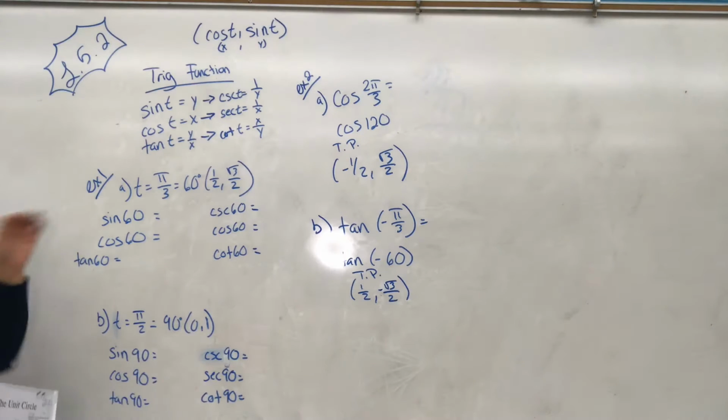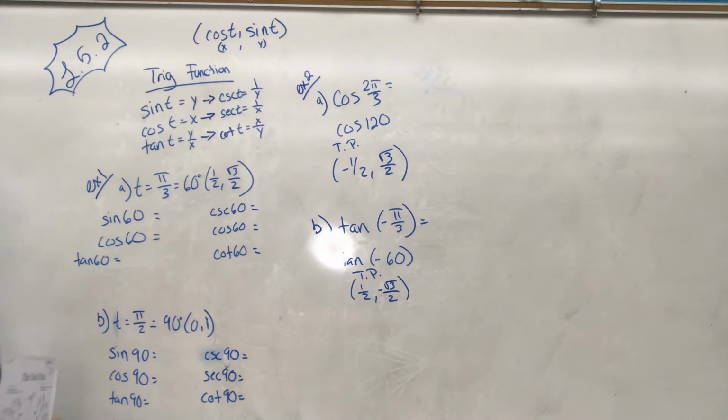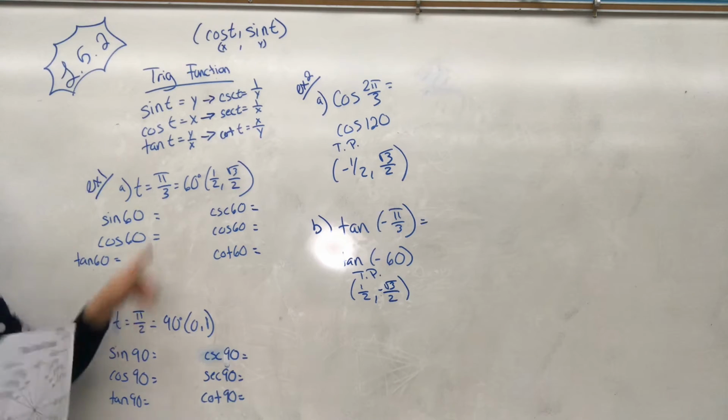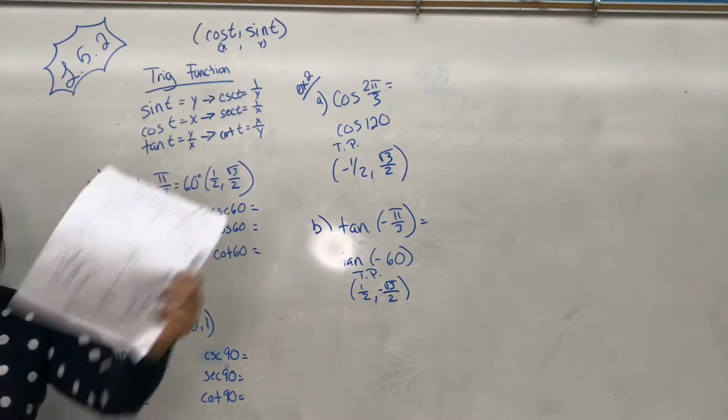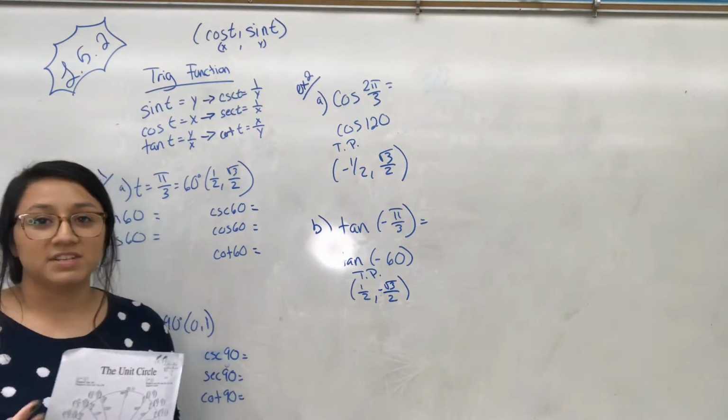For example 1, it asks you to find the 6 trig functions of each given real number t. Again, I don't like the radians. I prefer having them in degrees. You have the chart in front of you. It has degrees. It makes it a lot easier for you to put everything in terms of degrees.